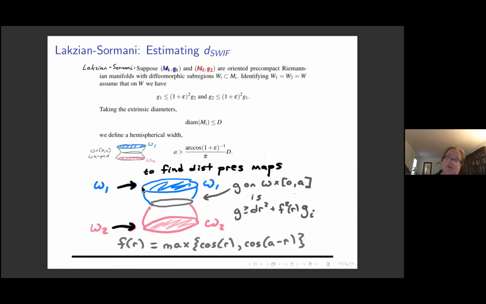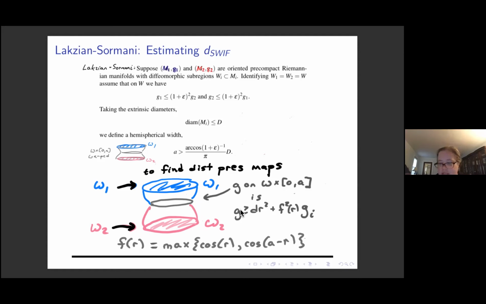And what we want to do is we're going to take A large enough, and this A has been designed to be large enough so that if we were to curve the metric tensor on W1, it doesn't curve faster than a hemisphere. So we're keeping G on this warped region. So this is W cross [0, A] for this A.